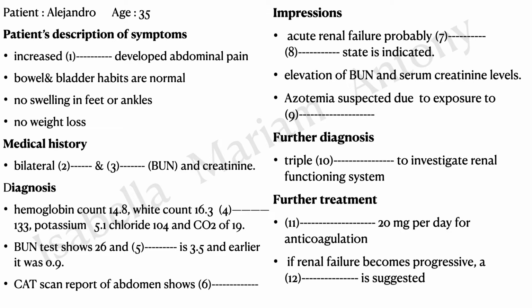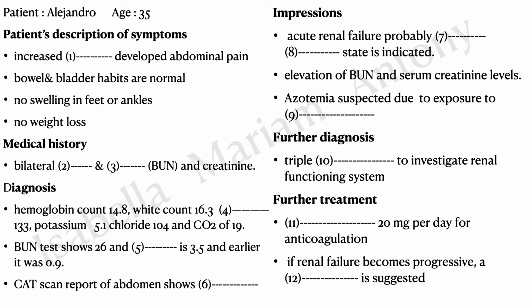Your laboratory reports show hemoglobin count 14.8, white count 16.3, sodium level 133, potassium 5.1, chloride 104, and CO2 of 19. BUN test shows 26 and creatinine level is 3.5 and earlier it was 0.9. The CAT scan report of your abdomen shows poor perfusion to your right kidney. I think you have acute renal failure, probably vein thrombosis.